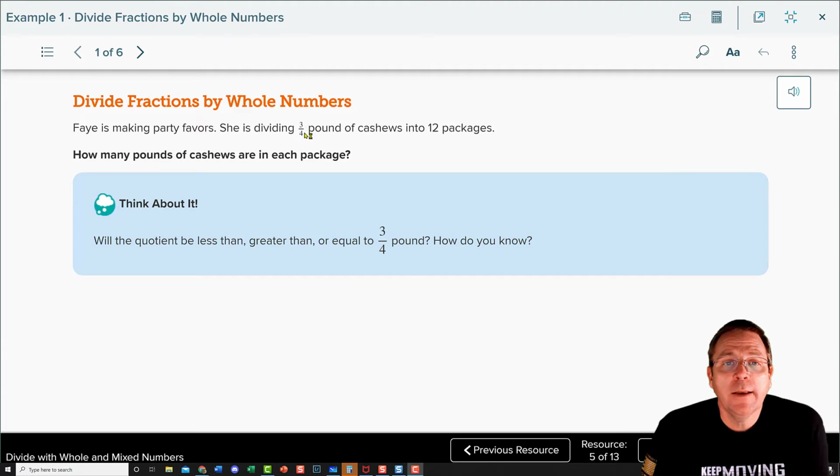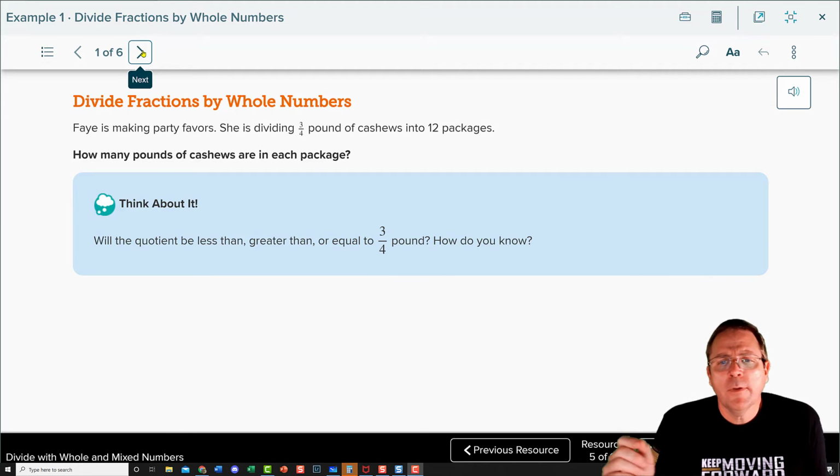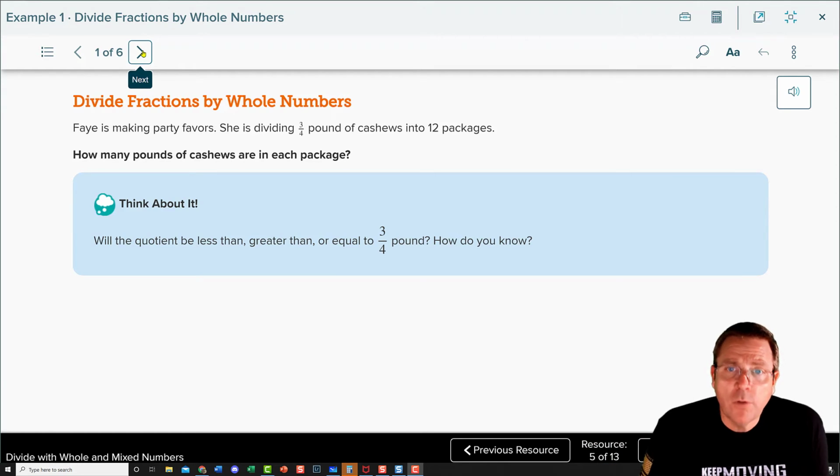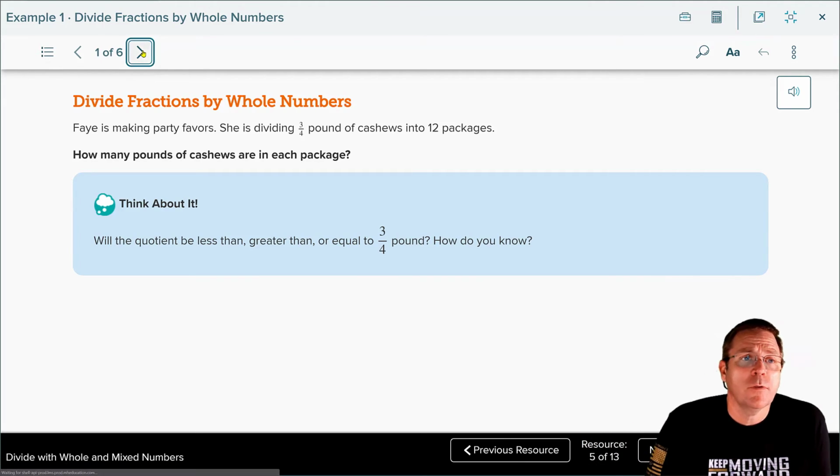So you're dividing 3/4 into 12 separate packages, otherwise known as dividing 3/4 by 12. Now think about this for a second. Is the answer going to be bigger than, littler than, or equal to 3/4? It's going to be smaller than 3/4 because you're taking 3/4 and dividing it into 12 little bitty packages. It's got to be smaller than 3/4.